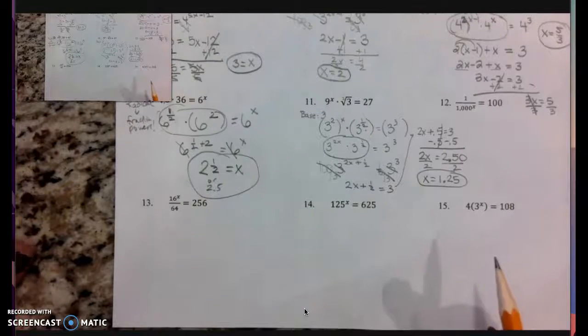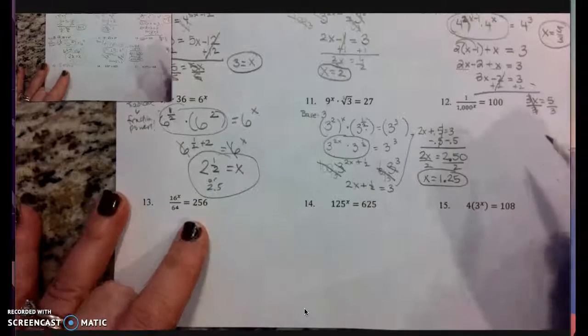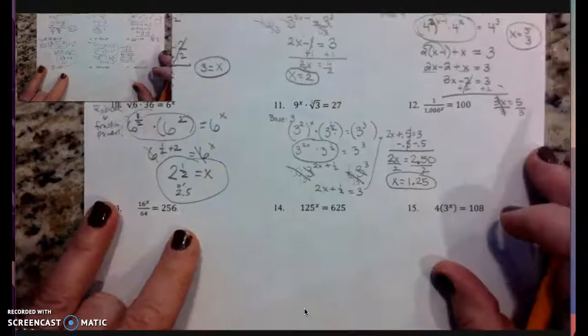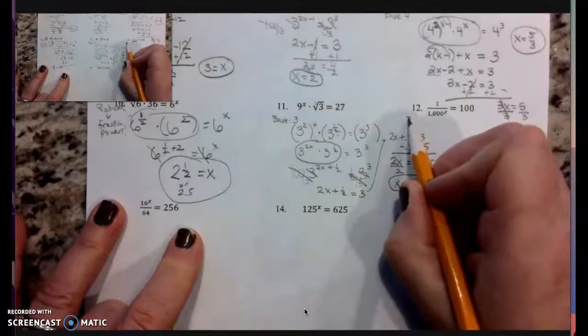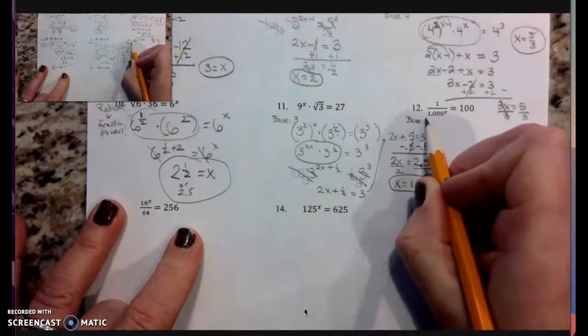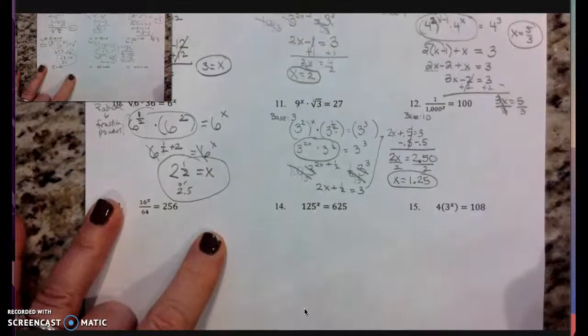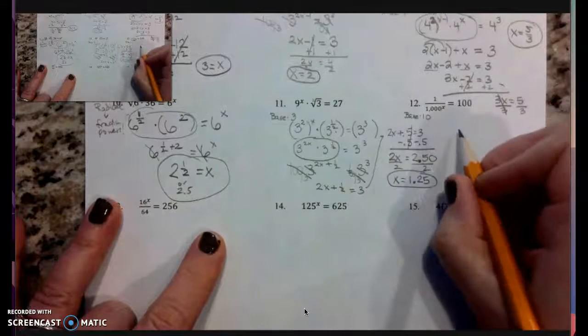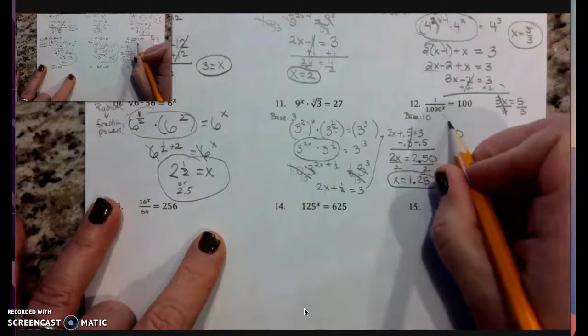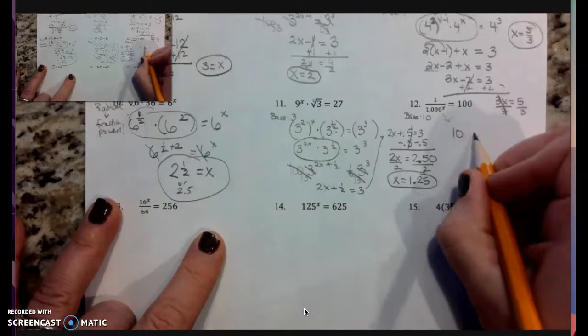The good thing is they're going to go to 10. 10 is one of our favorites, especially with logs. So the base I'm going to choose is the smallest that they both can be, which will be 10. So I want this to be 10 to some power.